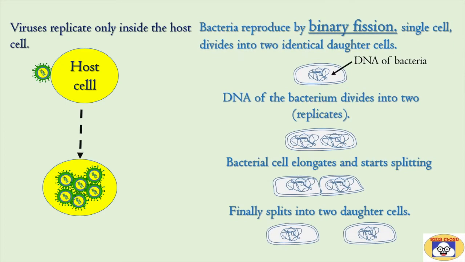In contrary, bacteria reproduce by binary fission. Single cell divides into two identical daughter cells. Here is the representation of how bacteria get reproduced through binary fission. Initially, the DNA of the bacterium divides into two. Then, the bacterial cell elongates and starts splitting. And finally, it splits into two daughter cells.